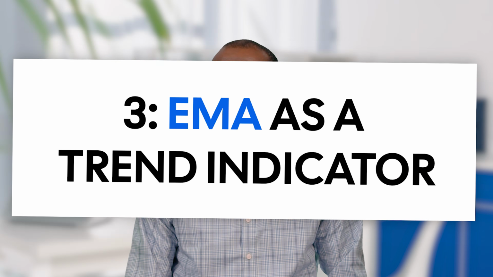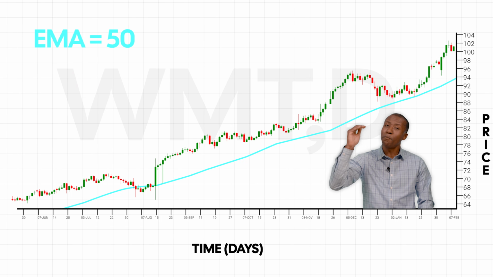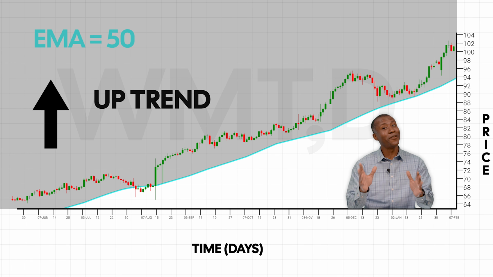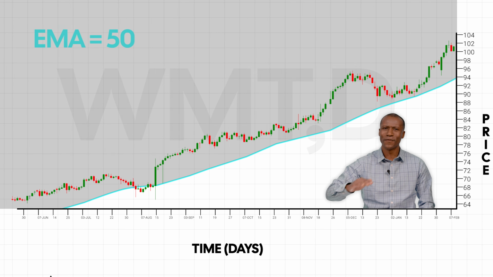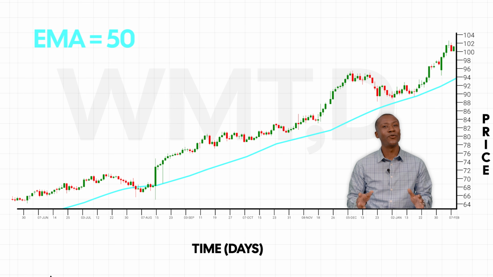Let's take a look at the EMA as a trend indicator. Look at this Walmart chart. When price stays above the EMA, it signals an uptrend. Conversely, if it's below, we've got ourselves a downtrend. You can use EMA to confirm trends before entering trades. It's a simple but powerful way to stay aligned with the market.